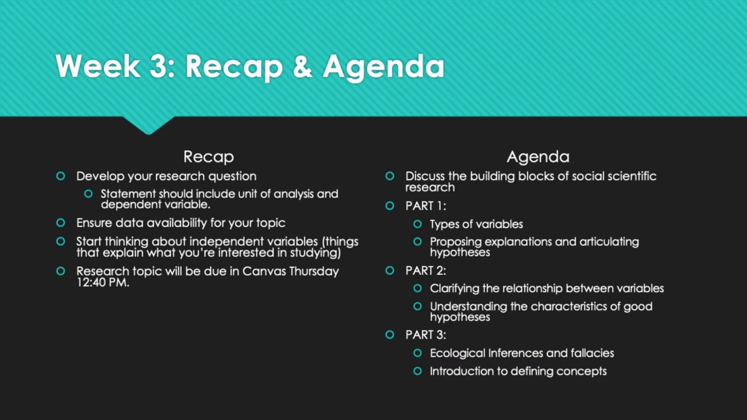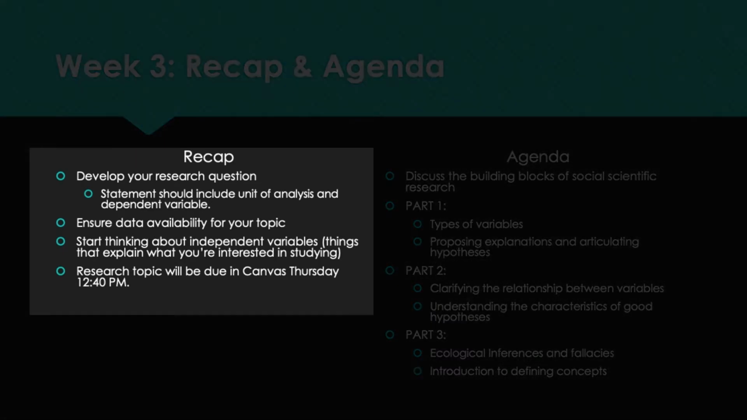So up until this point, you've been working on developing your research question, making sure that that statement at least includes a unit of analysis, the level or entity by which your observations will be made, and a primary dependent variable of interest. Eventually, I'd like your research questions to incorporate at least one primary independent variable, but that's what today's lecture is all about, so it's totally fine if you're not at that point yet.